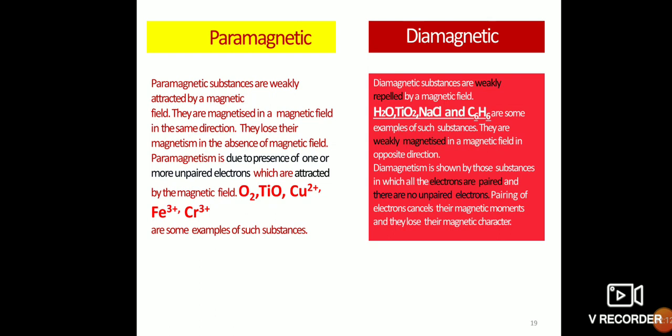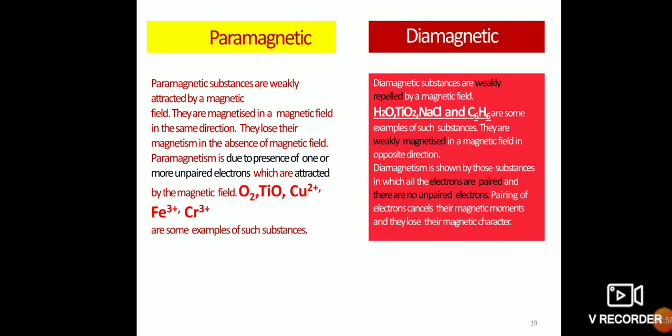First is paramagnetic substances or paramagnetism. These are the substances which are weakly attracted by the magnetic field. They are magnetized in the magnetic field in the same direction as the applied magnetic field. They lose their magnetism in the absence of the magnetic field. This phenomenon, paramagnetism, is due to the presence of one or more unpaired electrons, which is necessary for paramagnetic behavior. Those substances which have unpaired electrons in the ground state or in the excited state are called paramagnetic substances. For example, oxygen, titanium oxide, Cu2+, Fe3+, Cr3+.